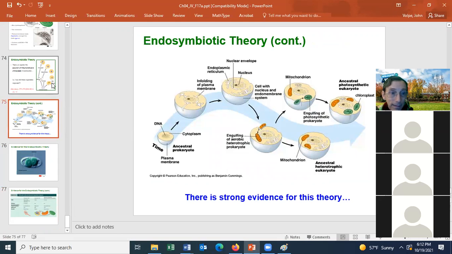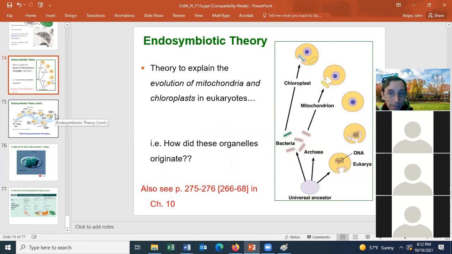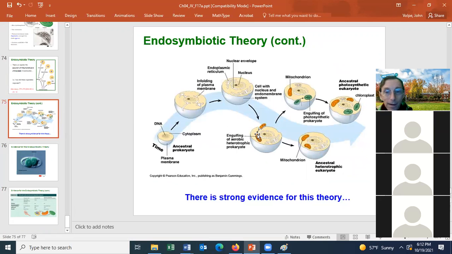And then lastly, which isn't evidence, I just want to point out something that's odd: animal cells had this happen one time to get the mitochondria, but plant cells and the photosynthetic protists had this happen twice. First, a bacteria was engulfed by the proto-eukaryote to become the mitochondria, and then they engulfed another bacteria which engaged in photosynthesis, and that went on to become the chloroplast. Any questions about the endosymbiotic theory?